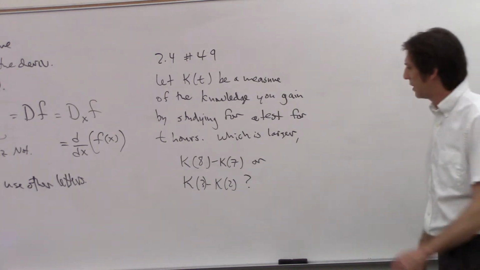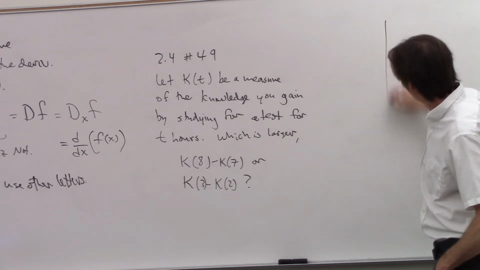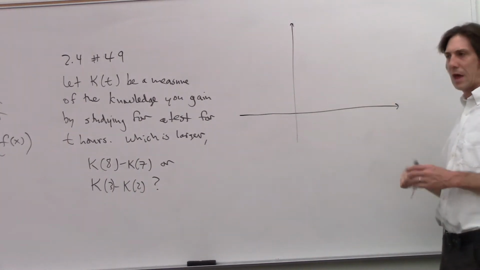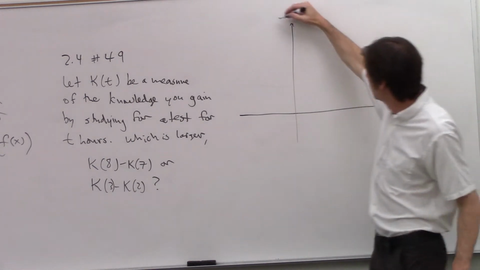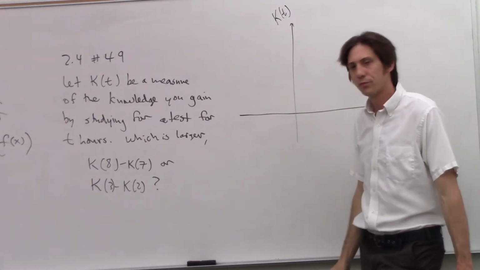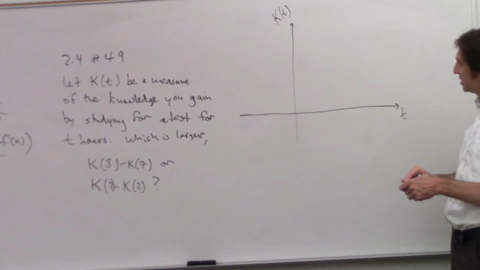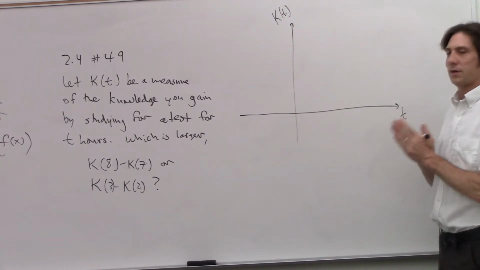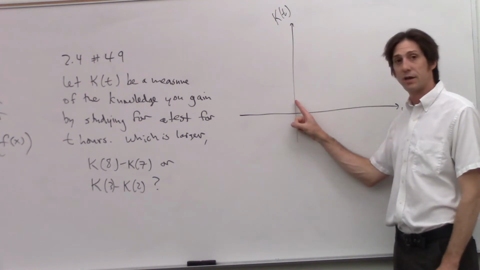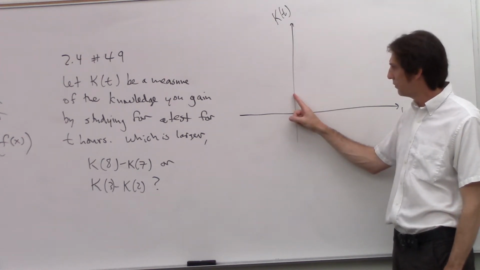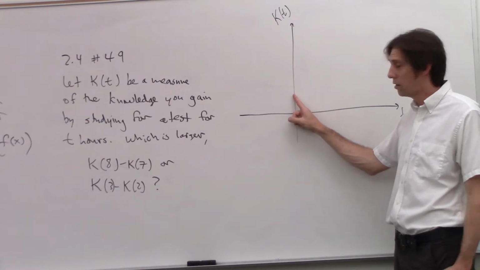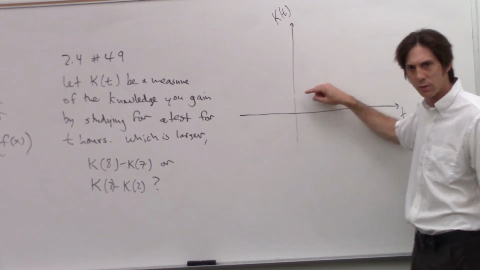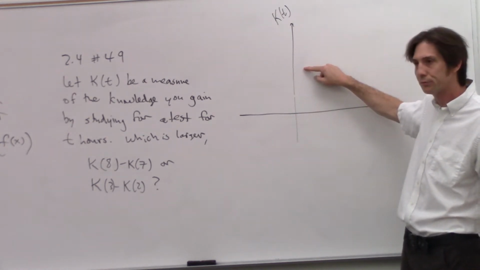There are many ways we can think about this and answer the question. I'm going to try to come up with a rough sketch of what I would expect the graph of K of t to look like. And so here's my t, K axes. What happens when we study for a test? Well, we start to study, and maybe we have some knowledge without even studying at all. But as we study, we start to hopefully gain more knowledge, right? So we would expect the knowledge to increase.